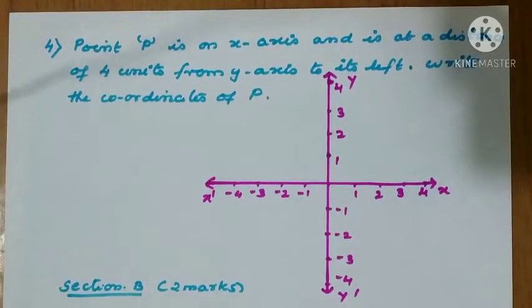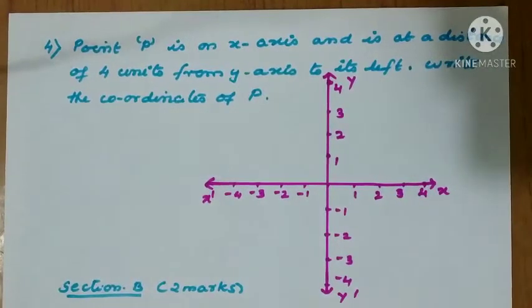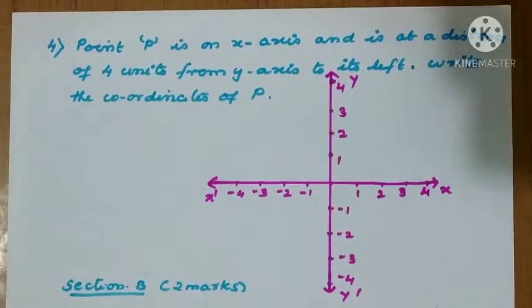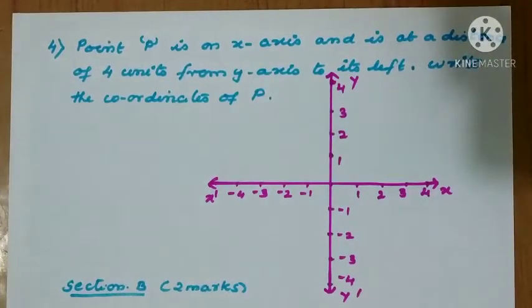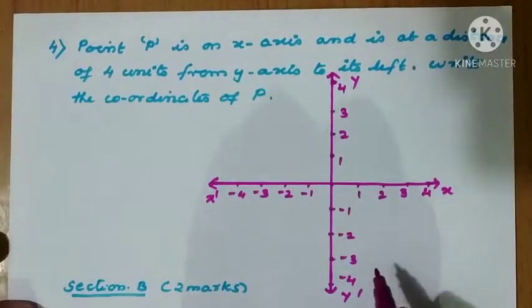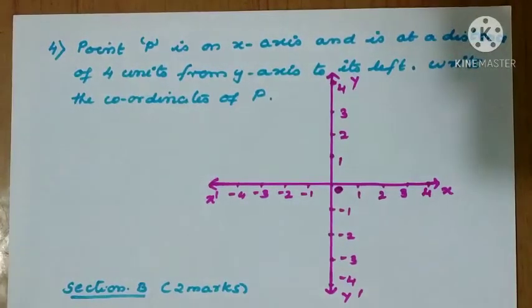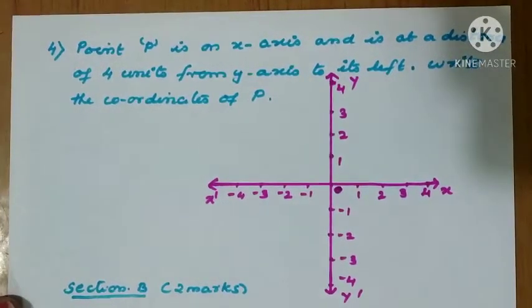Fourth question, point P is on the x-axis and is at a distance of 4 units from the y-axis to its left. Write the coordinates of P. So in this question, we should have a rough idea of our Cartesian plane. I have drawn it here, taking one unit, for showing you. It will not be given in the question. You should have a rough idea, and an exact diagram is not required because it's a 1 mark question only.